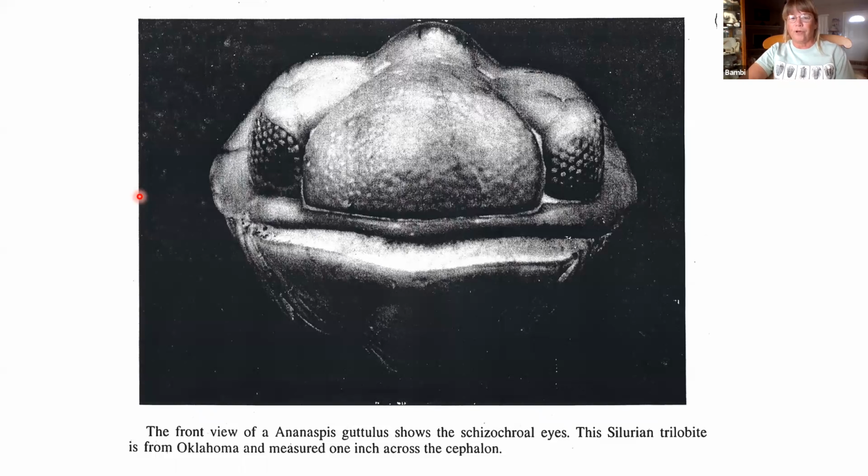This is a front view of a trilobite. There are thousands of trilobites, and I'll use different types through my presentation. But this one's a really good one that shows the schizochroal eyes, these things right here, there, and there. And this is the facial plate. These eyes are schizochroal, which means there are hundreds of lenses, each with its own cornea. Can you imagine the vision of this small trilobite?